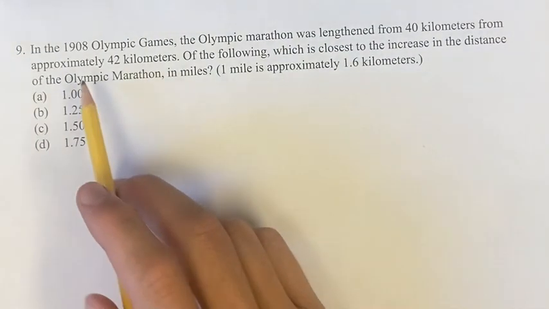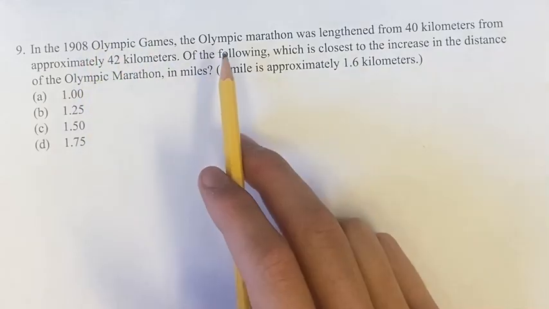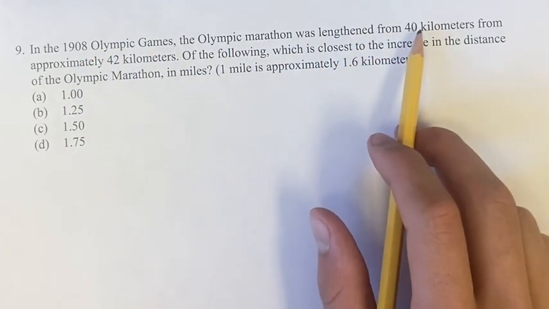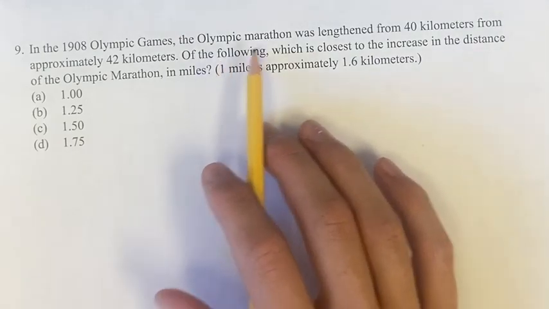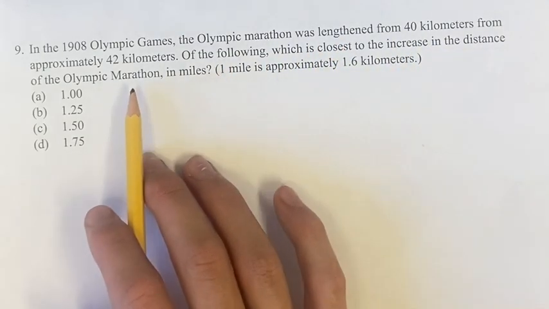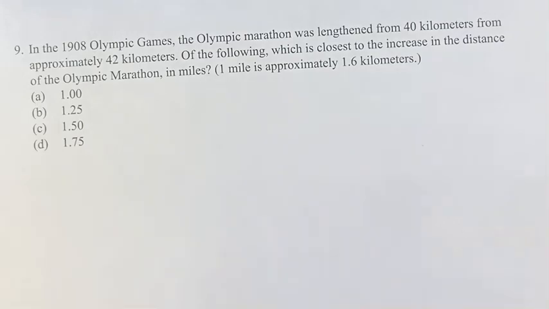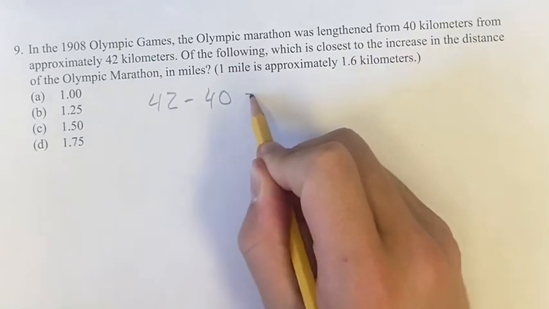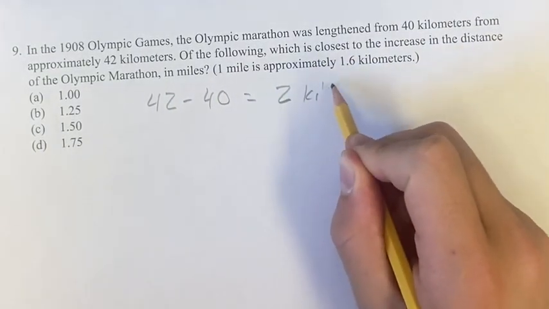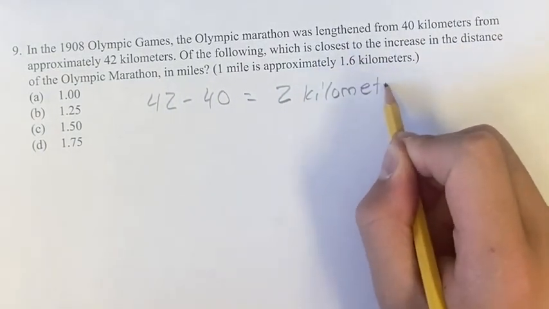In this problem, we're told that in the 1908 Olympic Games, the Olympic marathon was lengthened from 40 kilometers to 42 kilometers. We're asked which of the following is closest to the increase in the distance of the marathon at this time in miles. So the distance change in kilometers is 42 minus 40. It's changing 2 kilometers. We need to convert that into miles.